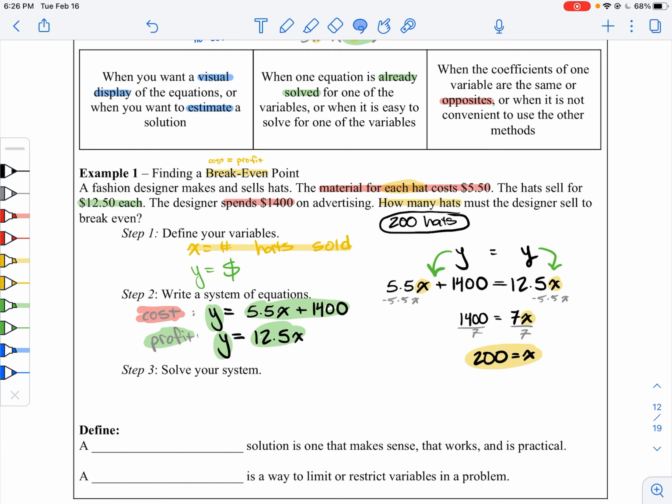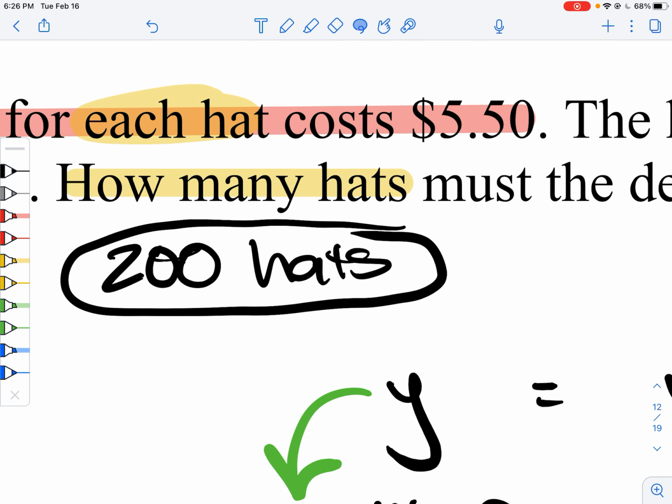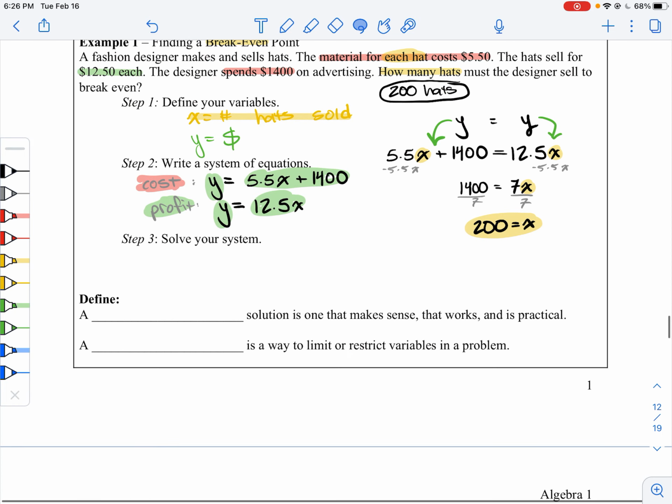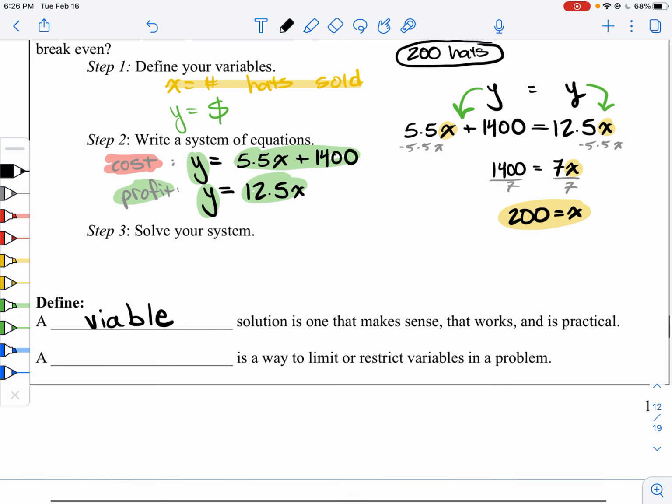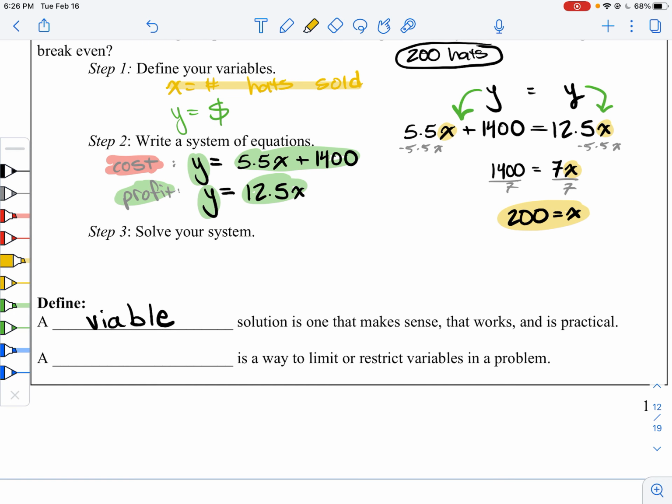Okay, great. So that's how to find a break-even point. That turned out really well. You can have 200 hats. That's a feasible real-life situation. We call that a viable situation. Viable, like vitality or la vida, means life. You can do it in real life. It lives. So a viable solution is one that makes sense, that works, one that's practical, one that you could use in real life.